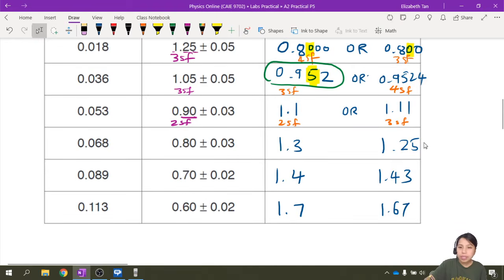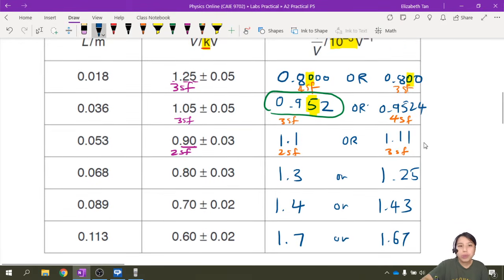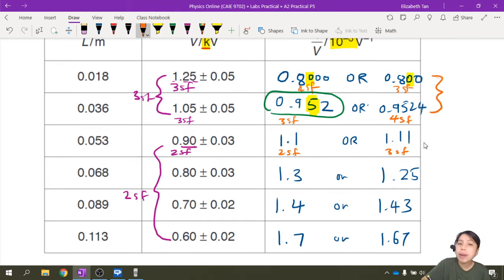Alright, let's do the rest. So I kind of shortcutted and wrote everything off. I did both as well. So the moral of the story is to be careful. For the first 2, it is only 3 SF. But for all these subsequent ones, it is 2 SF only. So that means for your table, these 2, the mark scheme will allow any answer that is either 3 or 4 SF. They'll be fine with that. And for all these ones, you must have either 2 or 3 SF. Don't go more than that.